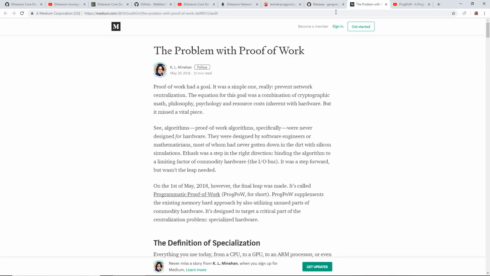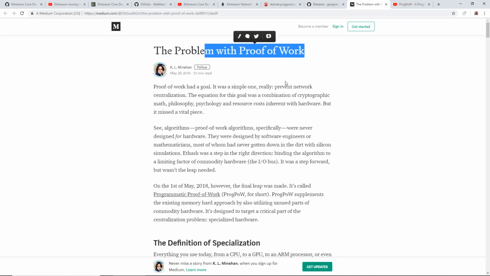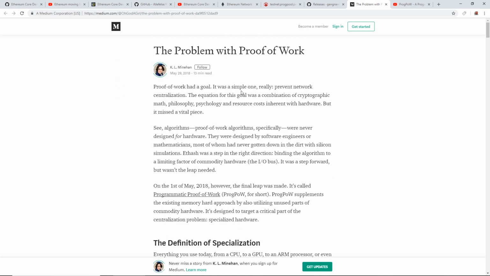Now to end off, yeah, a few articles. I'll link these in the description. There's a Medium article from Ogata Girl, The Problem with Proof of Work. She mentions proof of work had a goal. It was a simple one, really: prevent network centralization. The equation of this goal was a combination of cryptographic math, philosophy, psychology, and resource costs inherent with hardware, but missed a vital piece.